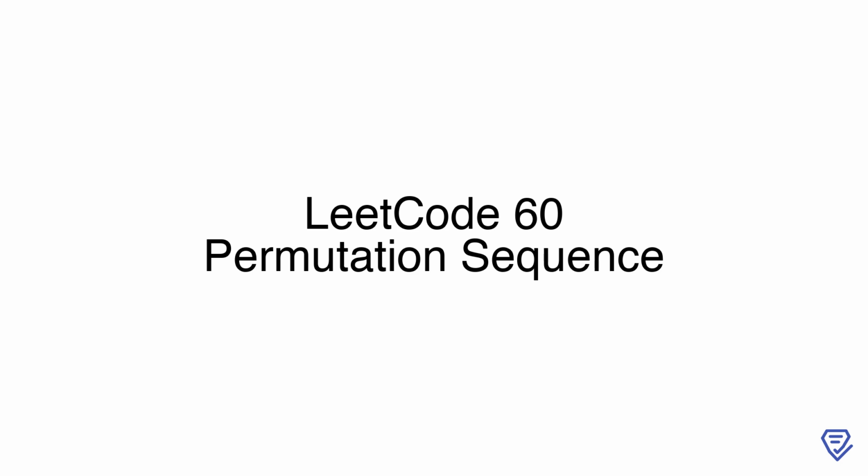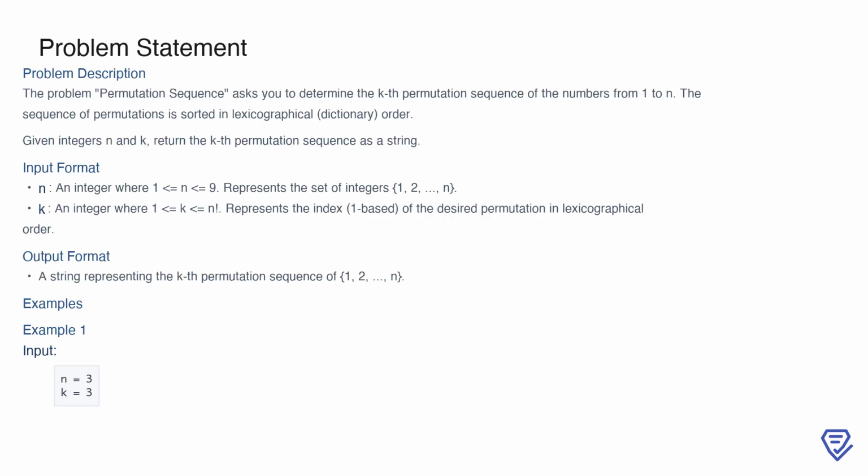Let's get started. The problem, Permutation Sequence, asks us to find the Kth permutation of the numbers from 1 to n, where the permutations are arranged in lexicographical or dictionary order. The task is to return this specific permutation as a string.